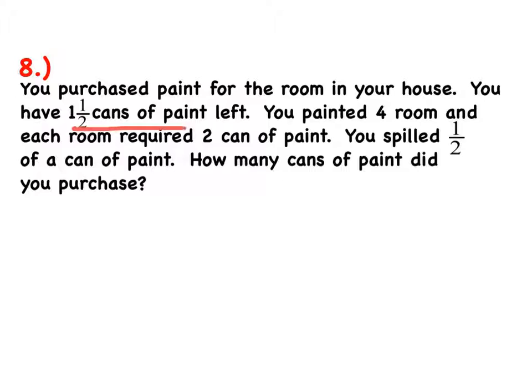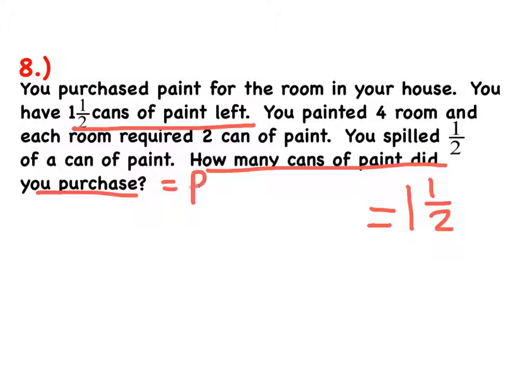Now, the 1 1/2 cans of paint left, that's what we're going to consider as our total amount. This is our final amount. Now, it's asking us how many cans of paint did you purchase? So, I'm going to make that be our variable, which I'm going to say is going to be P. So, I started out with P cans of paint. I painted 4 rooms and each room required 2 cans of paint. So I'm going to say 2 times the 4 rooms, for 2 cans of paint per each of the 4 rooms.